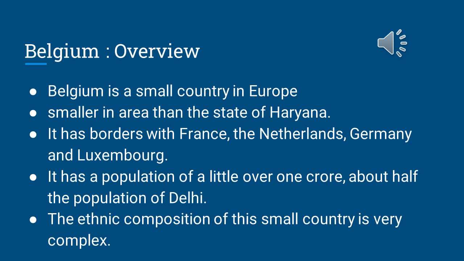Let's have a general idea about Belgium. It is a small country in Europe and it is smaller in area than the state of Haryana. It has borders with France, the Netherlands, Germany and Luxembourg. It has a population of a little over 1 crore, that is about half the population of Delhi. The most important thing in Belgium is that the ethnic composition of this small country is very complex.